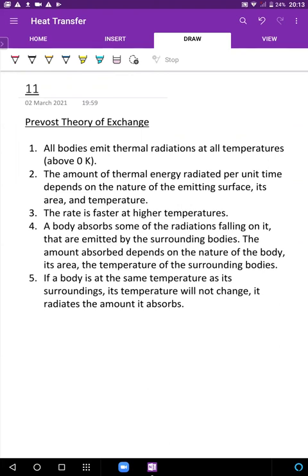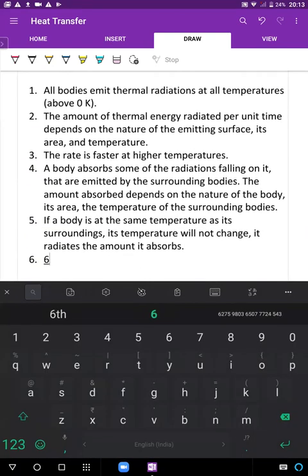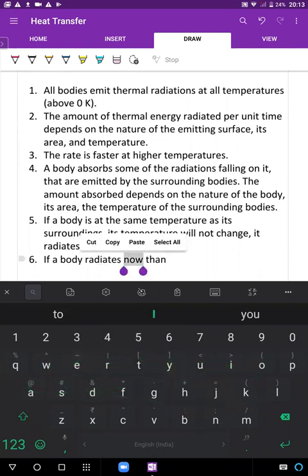Okay? It's going to make more sense maybe if you see the next point. So what is the next point saying? If a body radiates more than it absorbs, what's going to happen to its temperature?